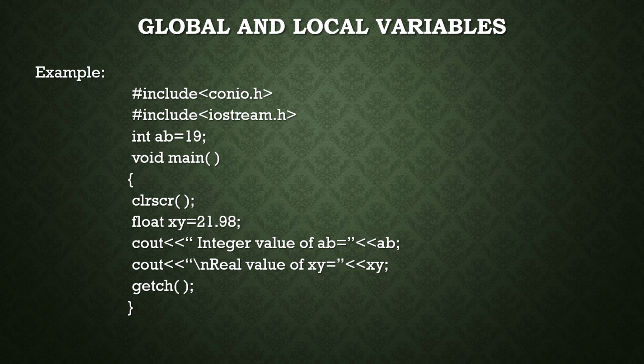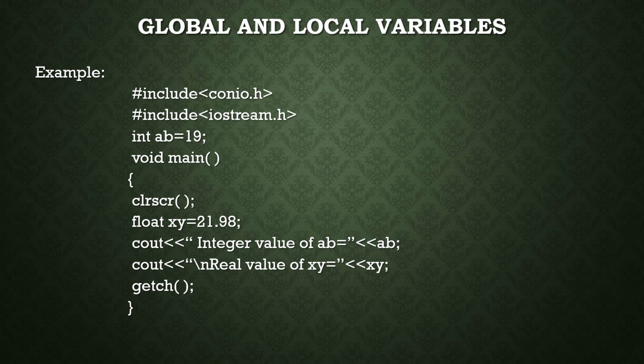Then void main function, bracket start, clear screen. Then here again I have declared and initialized the xy variable: float xy equals 21.98. Then in the cout statement I have written the integer value of ab, so you can see the value of the global variable. Then cout the real value of xy, so you can see the value of the local variable xy. Then getch, then bracket close. So this is one simple example.